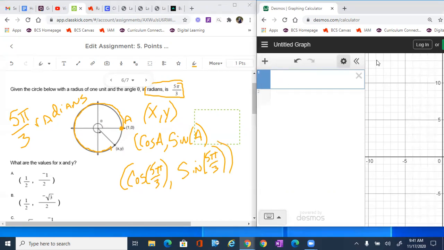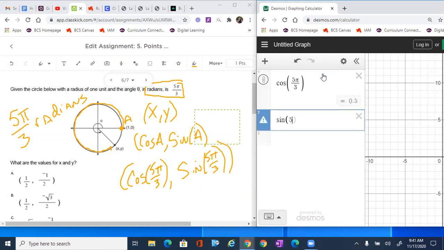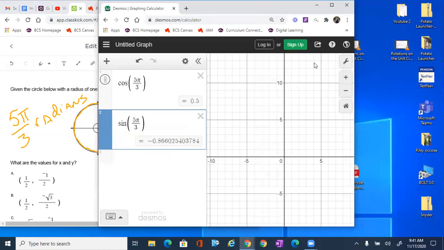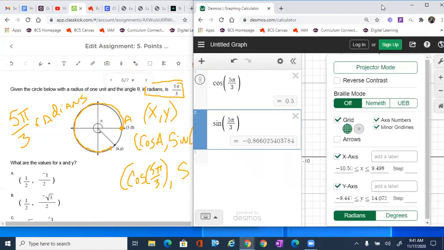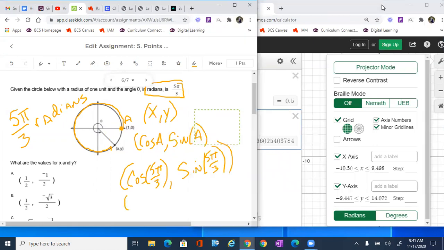And so I'm going to come over here to our Desmos, and I'm going to type in cosine of 5 pi divided by 3. And then I'm going to go over to sine of 5 pi over 3. Now, the one thing that we really need to pay attention to in this case is making sure that we are in the correct mode. So I'm going to go to graph settings, and sometimes you'll either be in degree or radians modes. Because we are talking about 5 pi over 3 radians, we need to be in radians. So you'll see that it is highlighted down there, and you'll get this nice little answer of 0.5 and negative 0.866. So let's write that down, 0.5 and negative 0.866.